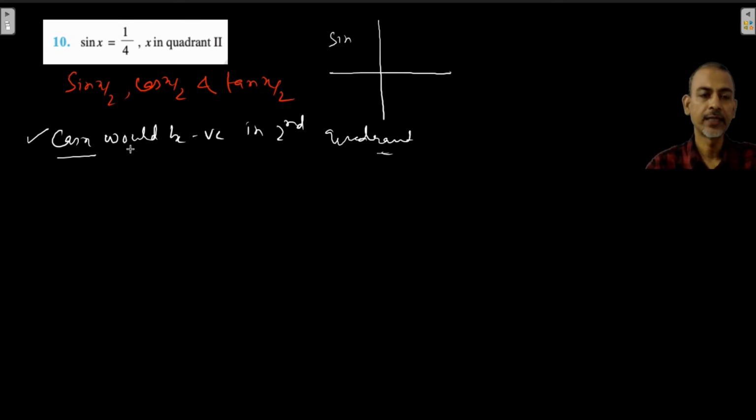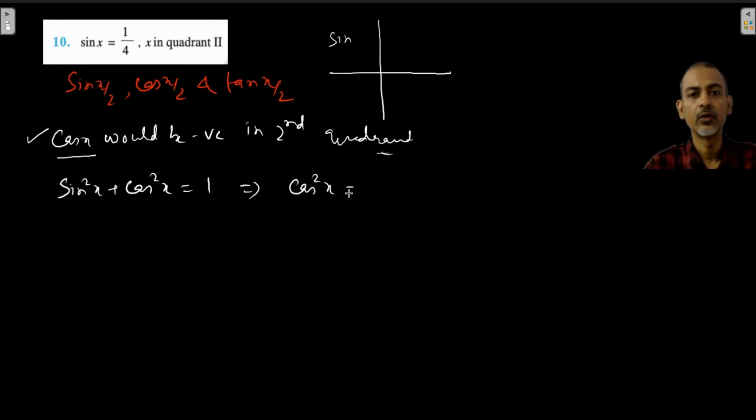Okay, now secondly, since cos x we figured out is negative, let's get the value of cos x now. We know that sin square x plus cos square x equals 1. So this implies cos square x is going to be 1 minus sin square x. This implies 1 minus (1 by 4) whole square, which would be 1 minus 1 upon 16. It's going to be 15 upon 16.